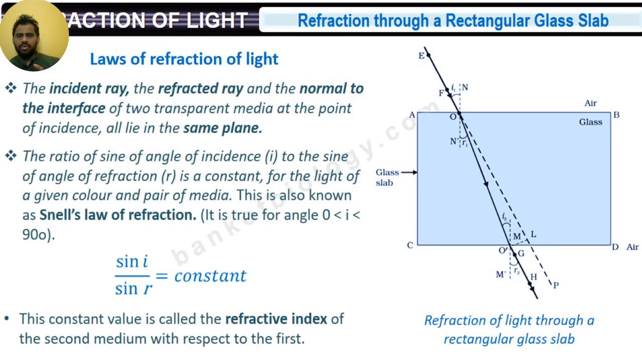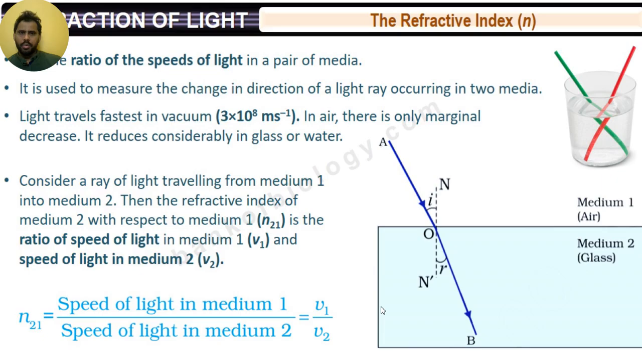The second law is also called Snell's law of refraction. Snell was a scientist. What does the second law say? The ratio of the sine of the angle of incidence to the sine of the angle of refraction is a constant for light of a given color and pair of media. This is also known as Snell's law of refraction. It is true for angles 0 to 90. Sin i by sin r is constant. This constant value is called the refractive index of the second medium with respect to the first.